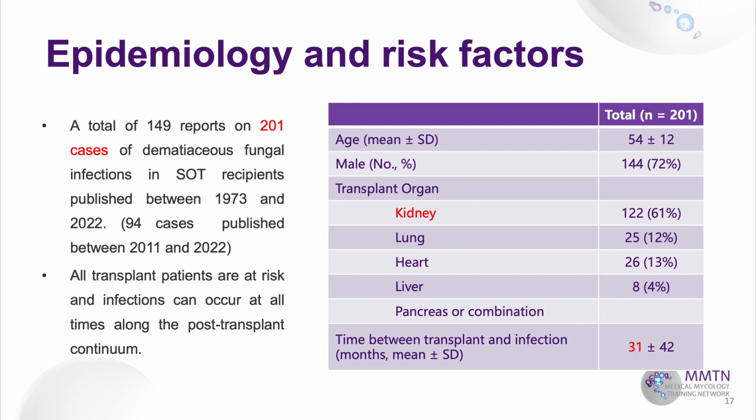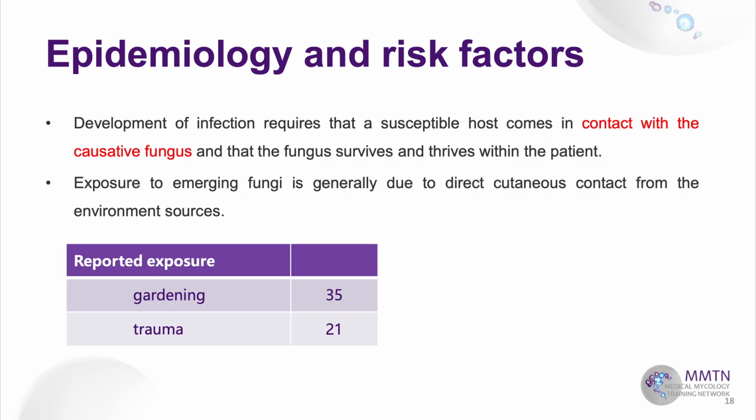Here we can see the mean age of the patients, and males seem to be the majority, at about 72. The first transplant organ is kidney, followed by lung, heart, liver, and some pancreas or combinations. The time between the transplant and the infection is about 31 months, with a big variation.